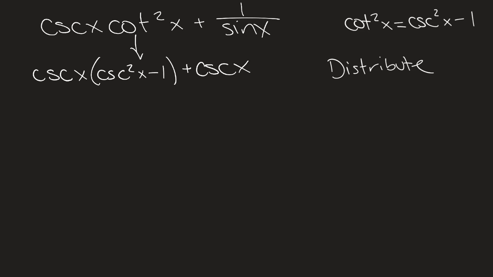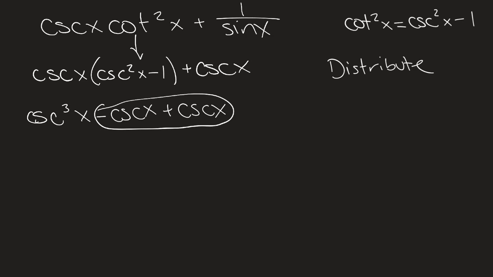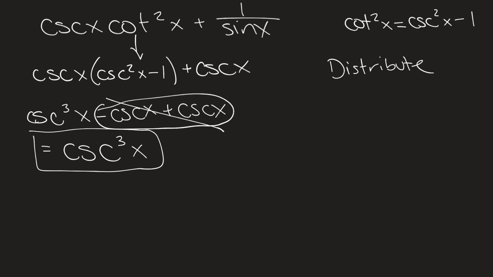So cosecant times cosecant squared is, yes, it's possible, cosecant cubed x, minus a cosecant x, plus a cosecant x. These cancel each other out, and we are just left with cosecant cubed x, and that is it. There's nothing else you can do. Hopefully that makes sense. I'm going to give you guys a couple to do on your own, and then come back and check on the next video.